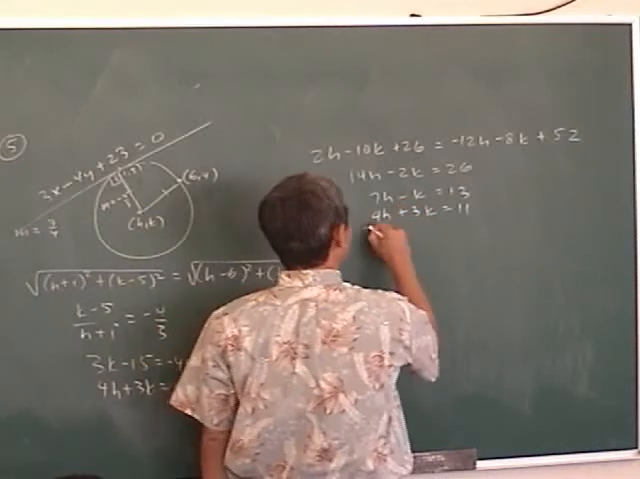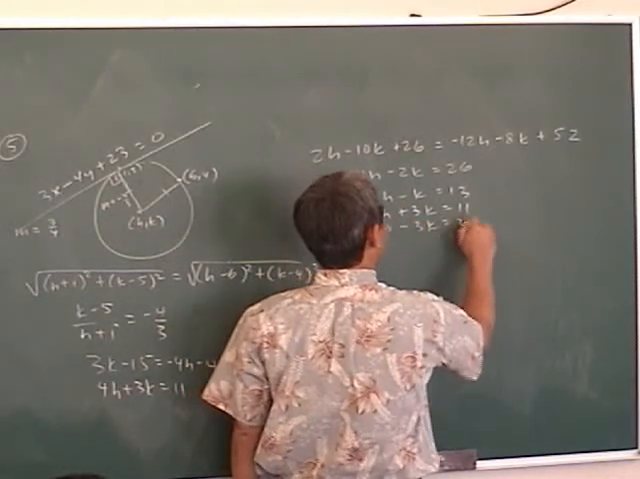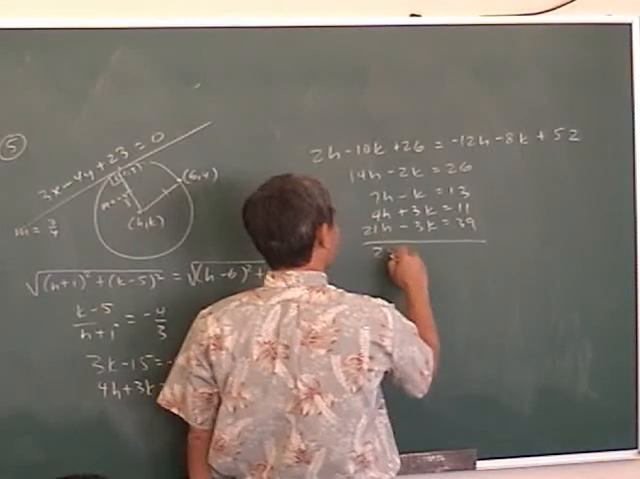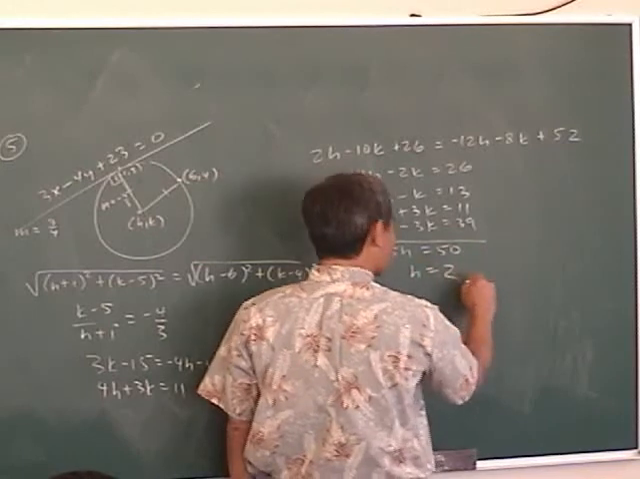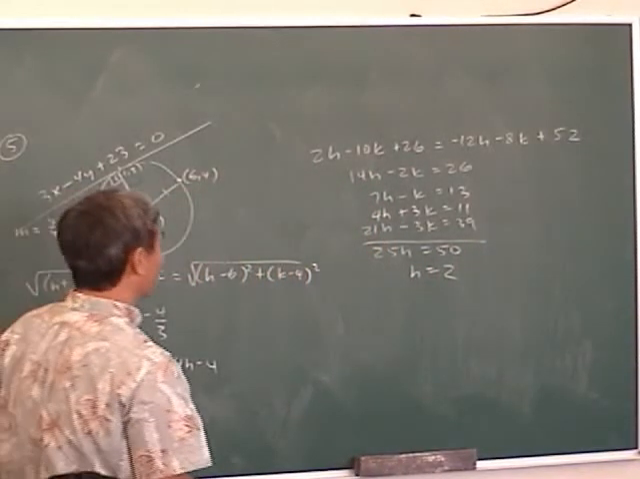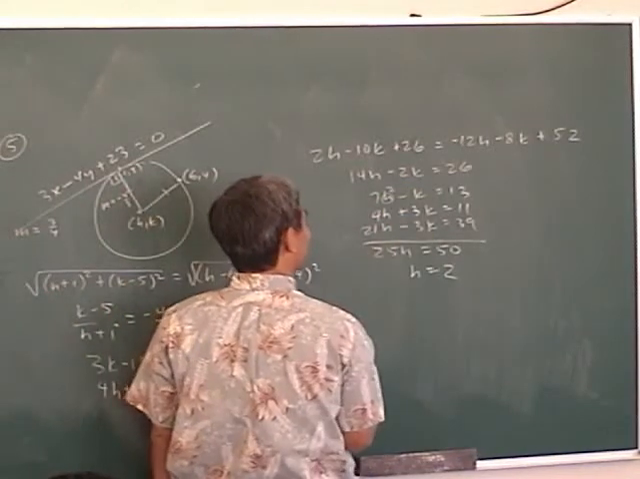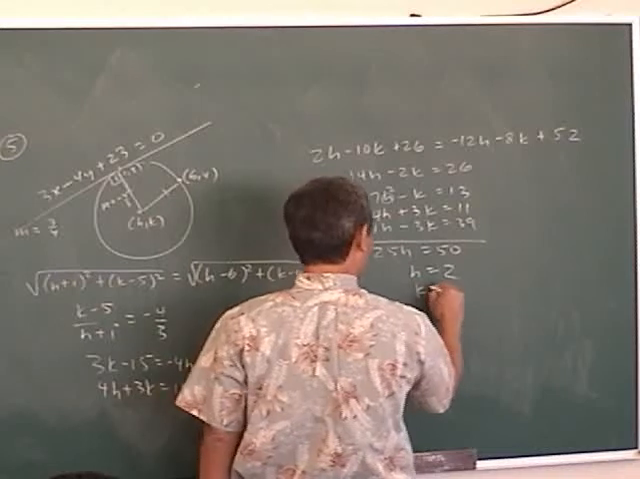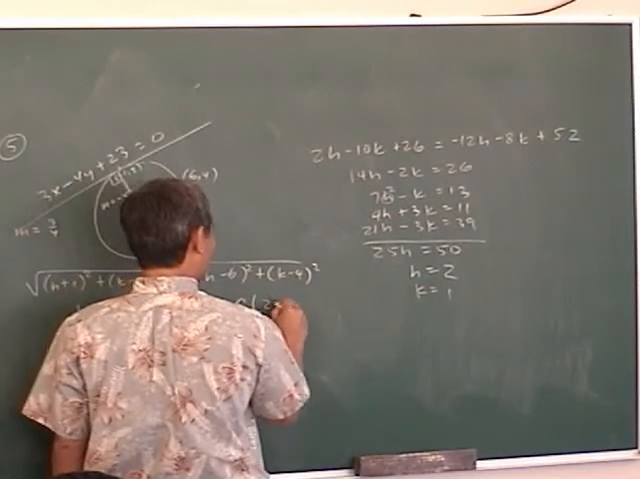Multiply this by 3. Okay, 21h minus 3k equals 39. Add 25h, the k's cancel out, equals 50. h equals 2. See how beautiful I make the problems come out? Now once I know h, what? Plug it back in. So right here, if I plug in 2 for h, k equals 1. Woo! So we just figured out the center of the circle is at the point (2, 1).